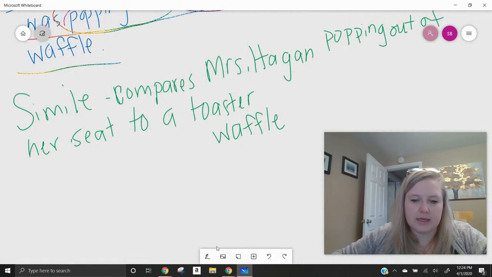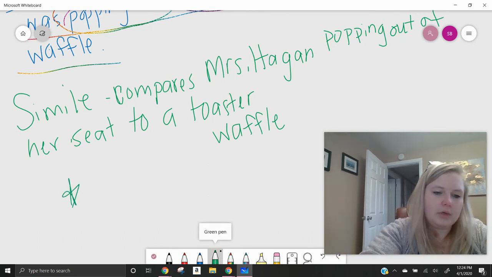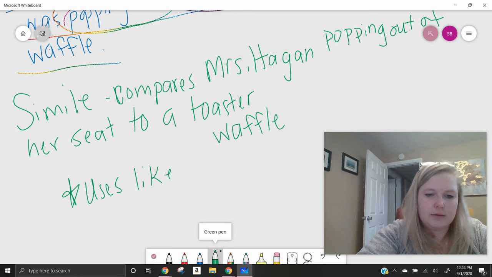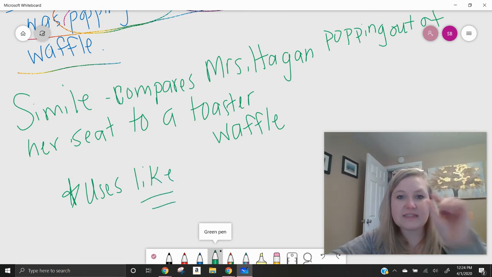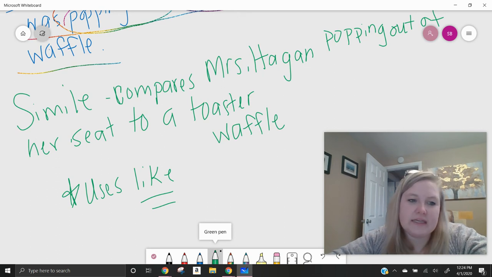What else do we need to put in here? We need to put that it also uses like. That's the key right there of how we know it is a simile.